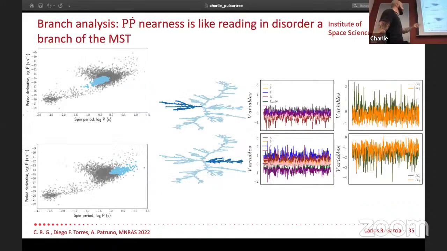Something really close to the PP diagram: we think we can demonstrate that if you take a group of pulsars considering only their nearness in the PP diagram, and then you move that group to the MST, you are taking that group of pulsars or that important branch of the MST that you can see there. Well, you obtain the same. So in some way we are trying to say that if you take a sequence of nodes following what the MST says, maybe you can get other kinds of information than what you see when you take something directly from the PP diagram.